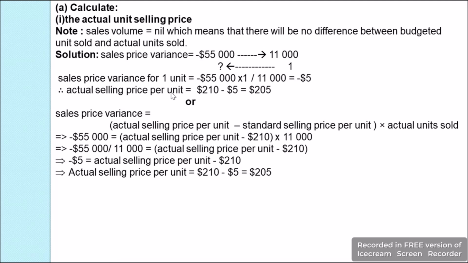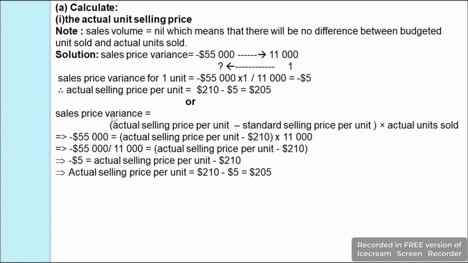So the actual selling price per unit will be the budgeted selling price, which was given as $210. From there we subtract $5. We get the actual selling price as $205. We can solve the same thing by using the formula, because in standard costing we use formulas and we memorize them. So if this is easy for you, you can use this.